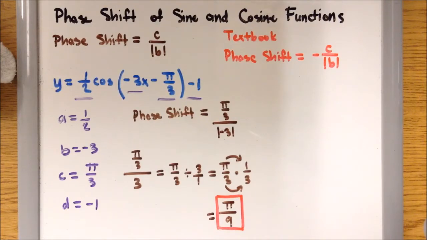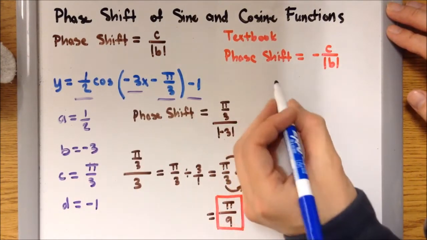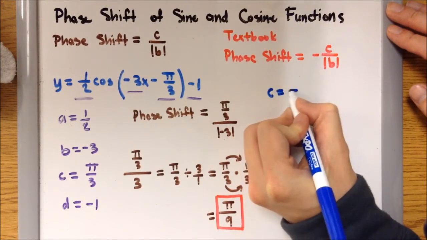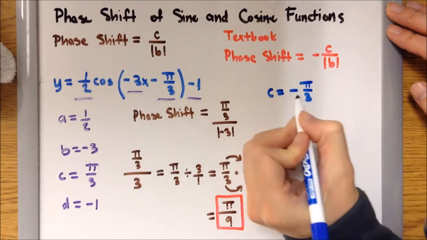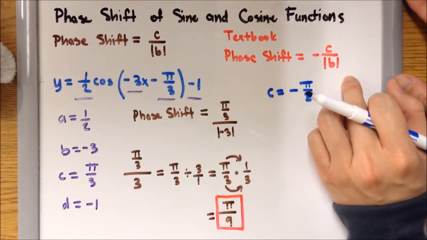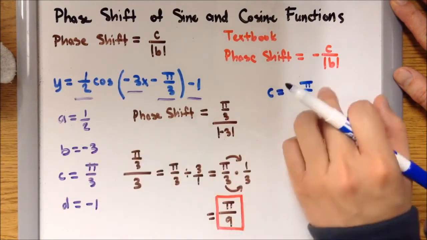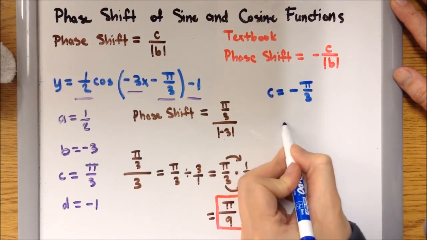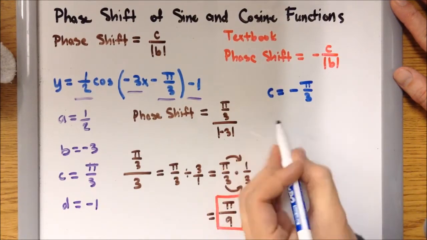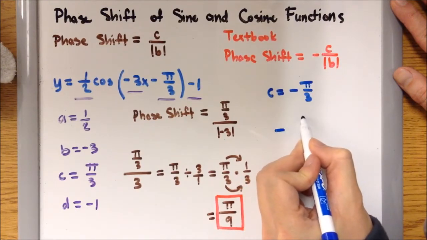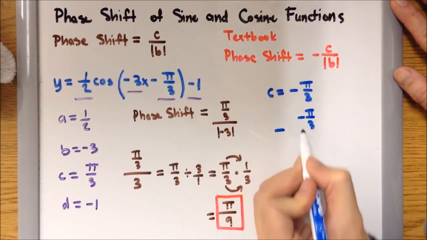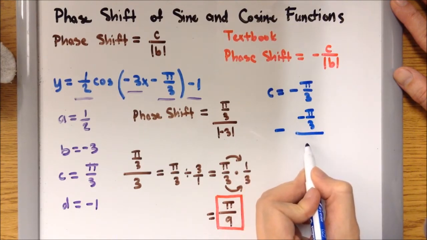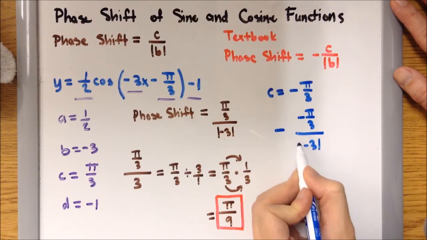Alright, so here, say that when I'm pulling out the C value, I did not change the sign. So therefore, C is negative pi over 3. So I'm going to use this formula. I'm going to plug in the C value, but I'm also plugging in the same B value. So our phase shift will be negative of negative pi over 3 over the absolute value of B. So the absolute value of negative 3.